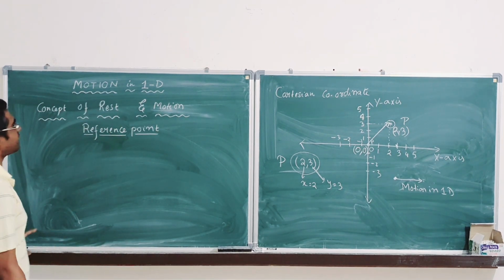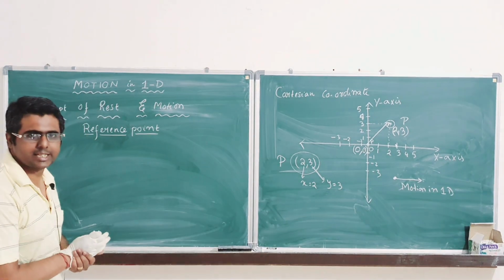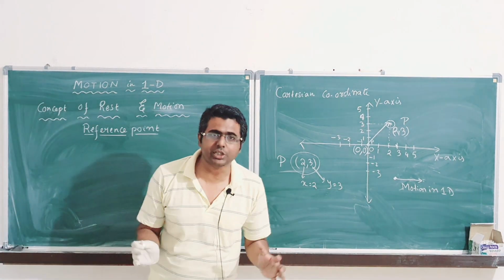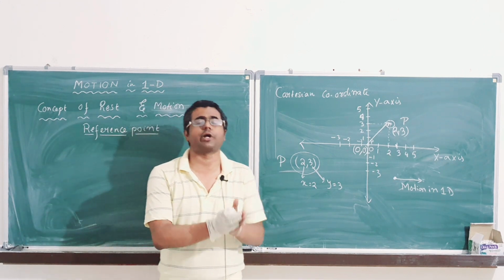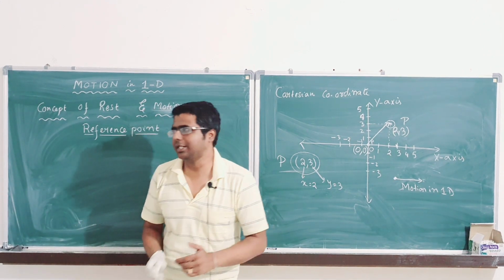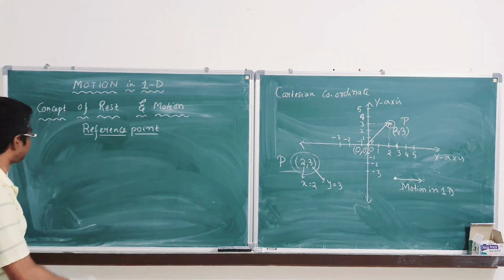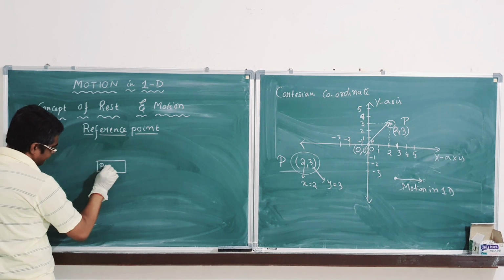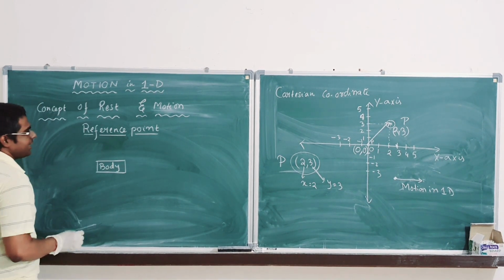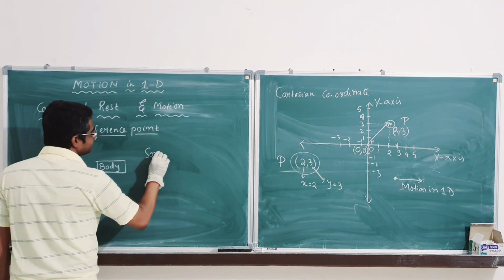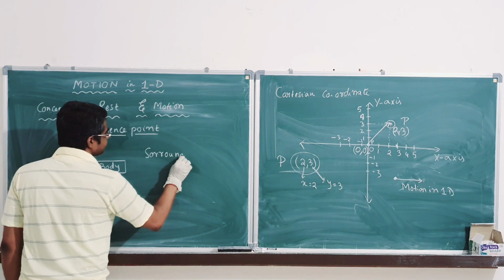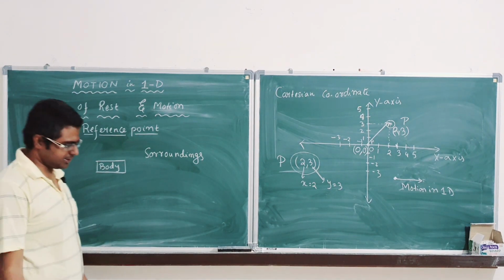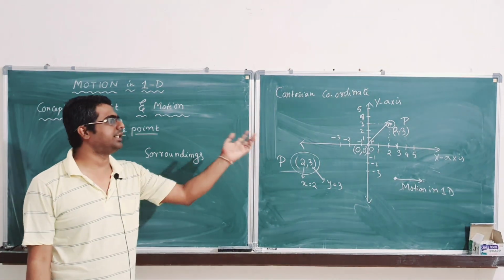Now coming back to our main topic, that is rest and motion. What is rest and what is motion? To define rest and motion, first of all we have to have a reference point. Reference point means, well, I will explain that. Suppose here is a body, and outside it is surroundings. That means I am standing here, I am the body, and outside it is surroundings.